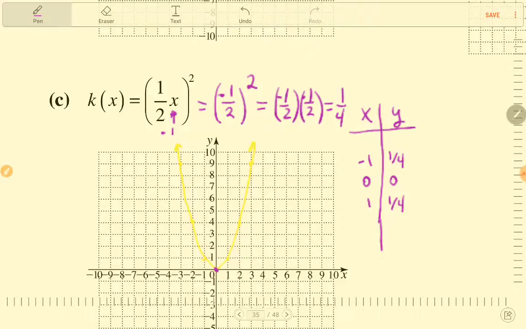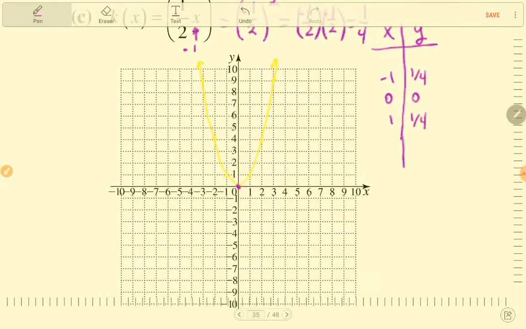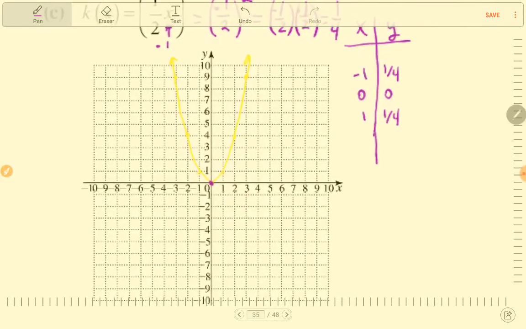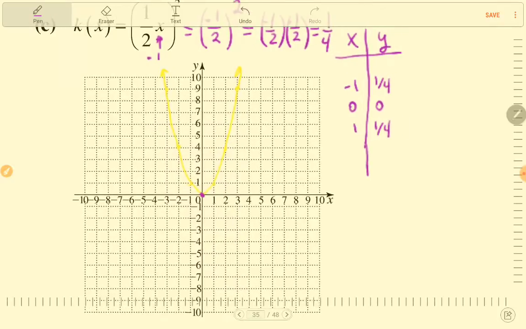Okay. Now it's harder for me to graph that because 1/4 is kind of difficult to do. I could try zooming in. I think I'm already zoomed in as far as I can go. So this would be a hard one for me to graph, I guess I could just put it down like this.